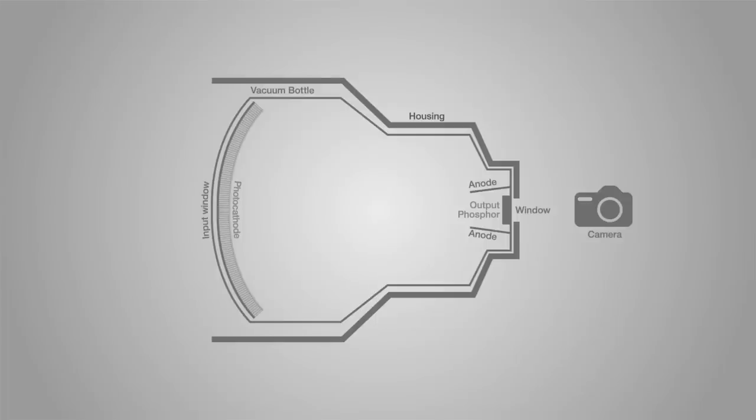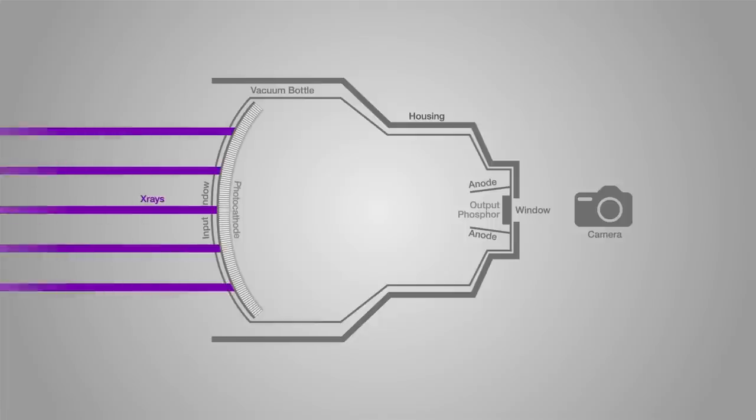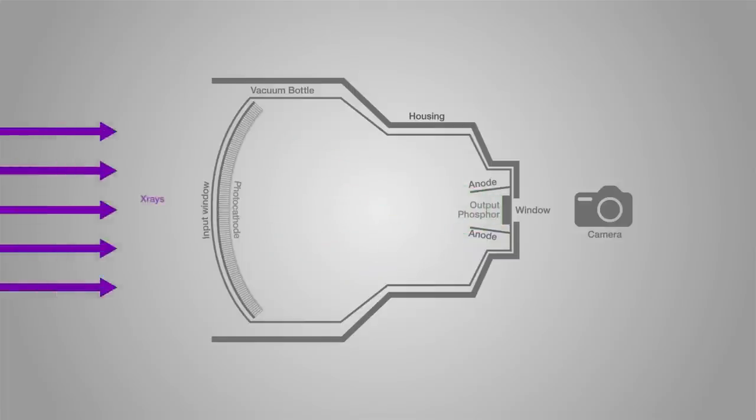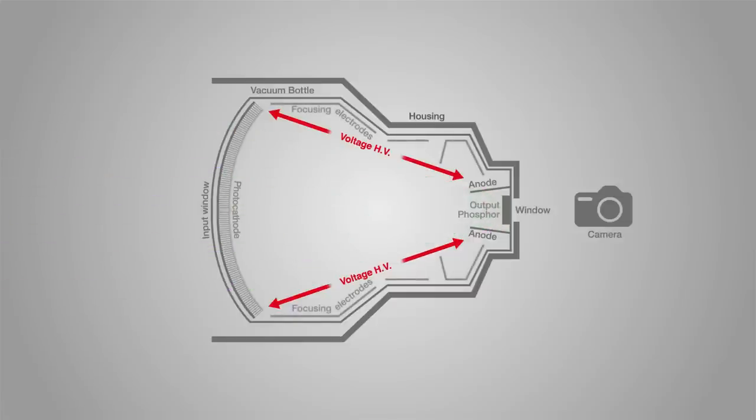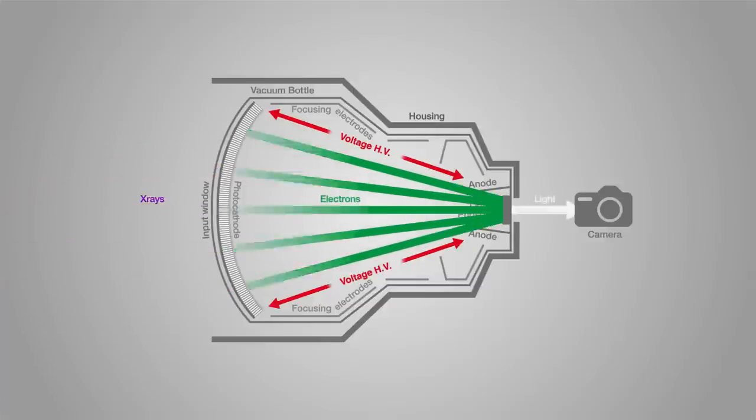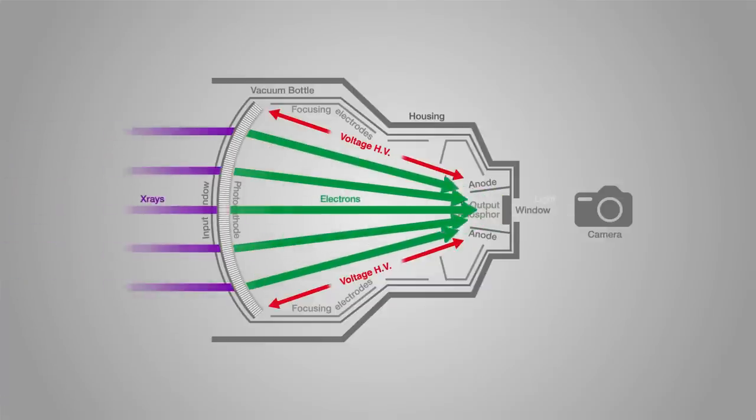This animation demonstrates the principles by which all X-ray image intensifiers operate. The X-rays arrive at the input window, where they are converted to a stream of electrons, which can be accelerated towards the anode by a high voltage and focused by electrodes positioned along the path. At the anode, they strike a phosphor screen and are converted to light, which is captured by film or CCD camera.